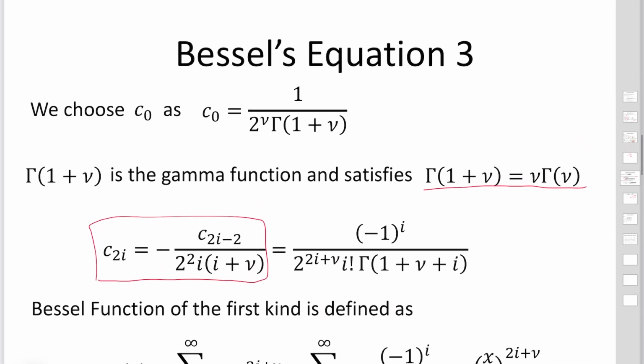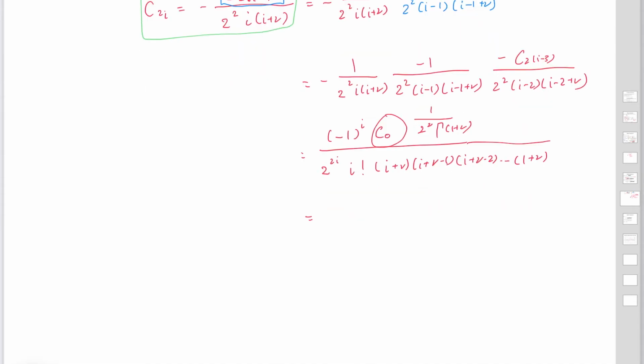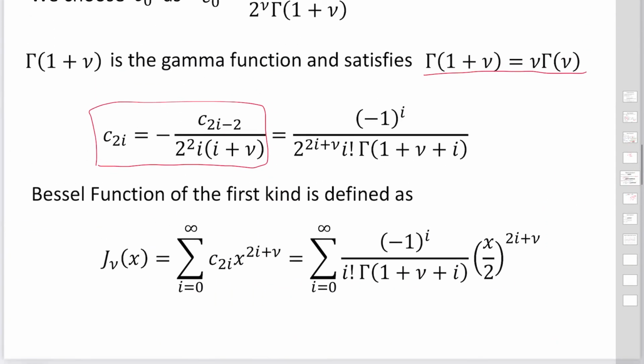C sub 0 is 1 over 2 to the nu times gamma of 1 plus nu. And we use the relation Gamma 1 plus nu equals nu times gamma nu. Then finally we can express this as minus 1 to the i over 2 to the 2i plus nu, i factorial, times gamma of i plus nu plus 1. Then we derived these relations.